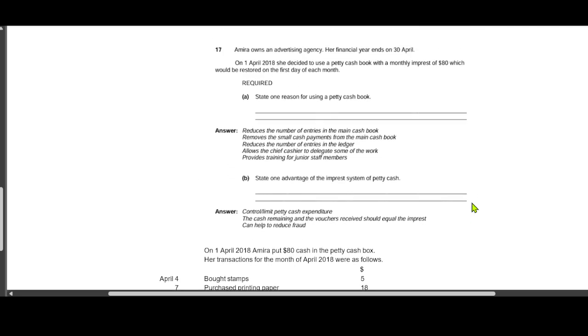Now moving forward to the next question, which is a theory question: what are the reasons for the petty cash book, why are we using it? To reduce the number of entries, remove the small cash payments, reduce the number of entries in the ledger, in the cash book or in the bank book, and provide training for the junior staff. Any one reason you have to quote. And what are the advantages? The advantages are that fraud will be less, and there is full control in the petty cash expenditure.